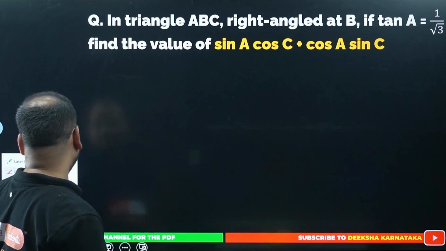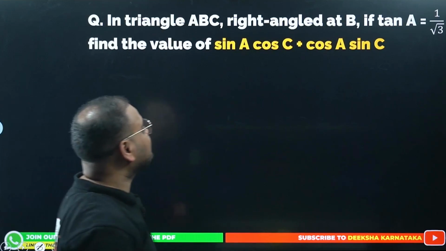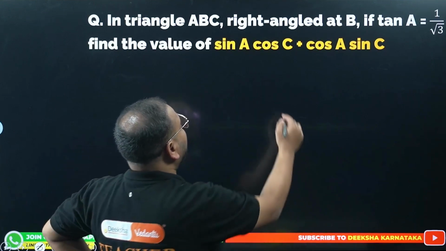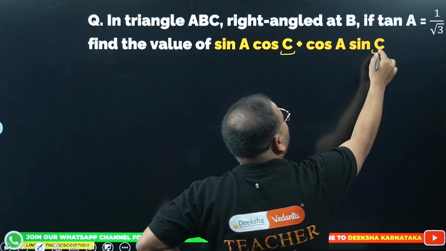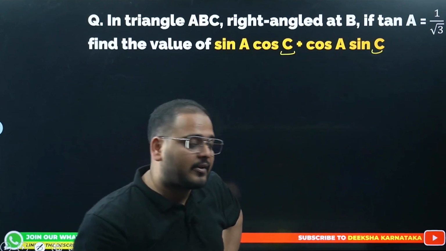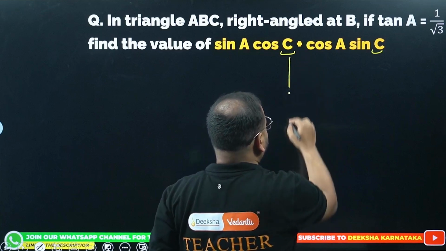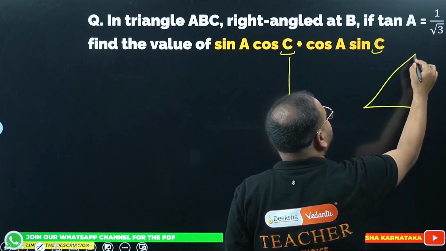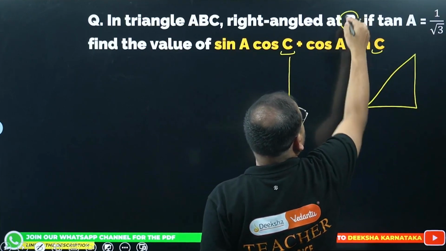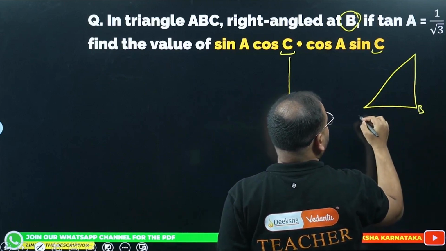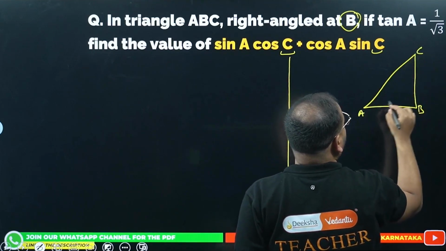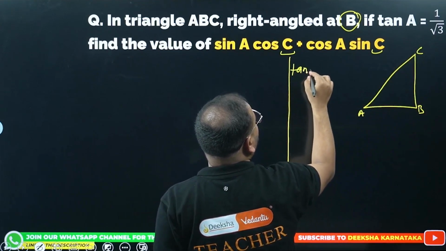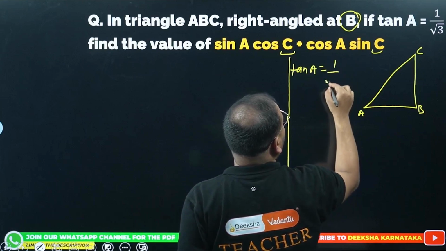But we have to make the triangle. Why? Because I also have angle C here. So for angle C, I need to make the right angle triangle. Right angled at B is given. So this is B, this is my A, and this is my C. What they have given, tan A is 1 by root 3.